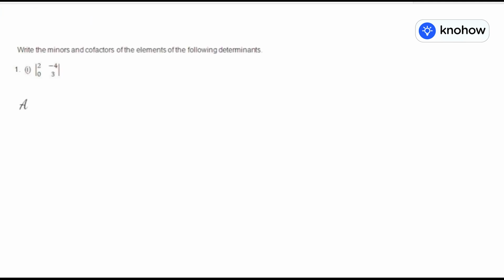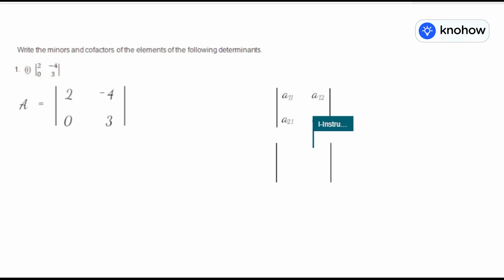Find the minors and cofactors of the elements of the following determinants. Now we are given a determinant, say A, of second order whose elements in the first row are 2, minus 4 and second row are 0, 3. Now let me denote a determinant of second order in general as A11, A12, A21, A22. And the sign convention for calculating the cofactors is plus, minus, minus, plus, like this. Okay, so this all has been discussed.